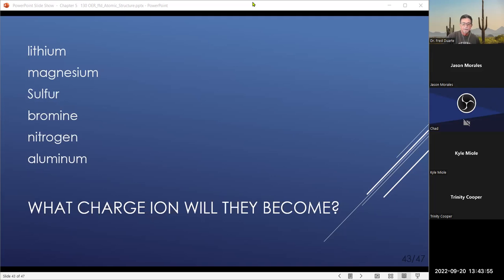So to answer this is straightforward, hopefully. Metals become positive, non-metals become negative, okay? So we identified lithium as a metal. Right now we're not worried about the magnitude. We just want to make sure we classify as either a cation or an anion. So positive for cation, lithium.